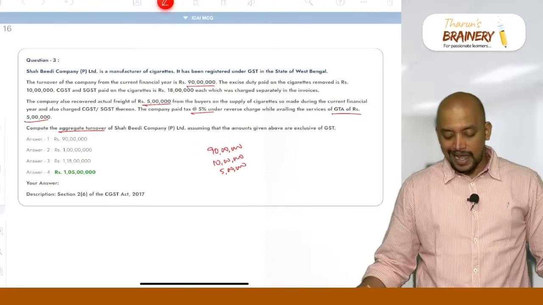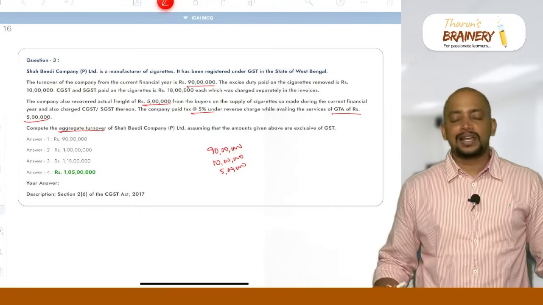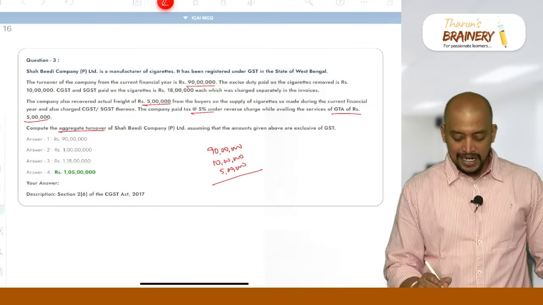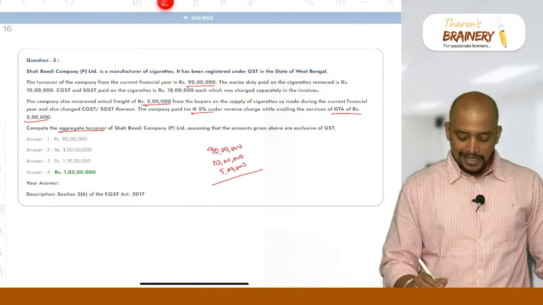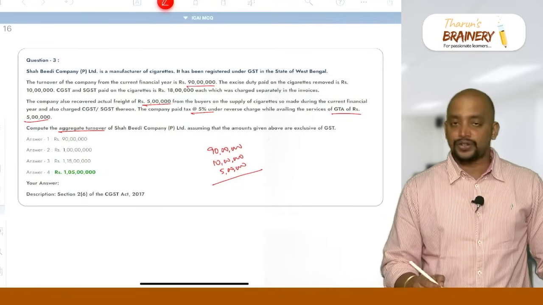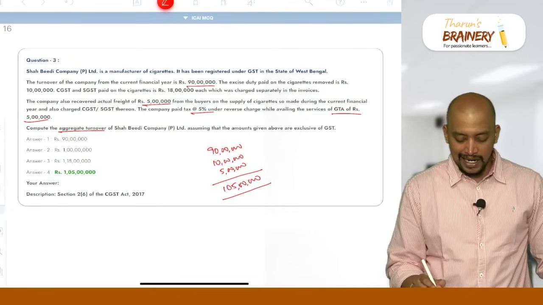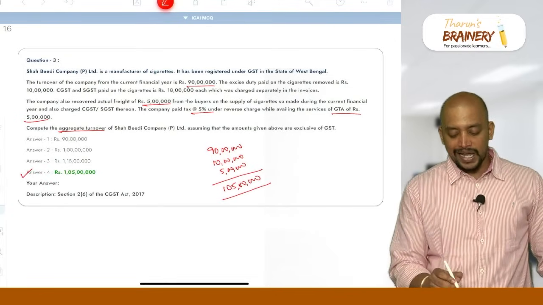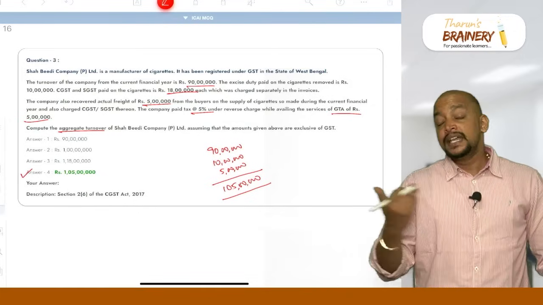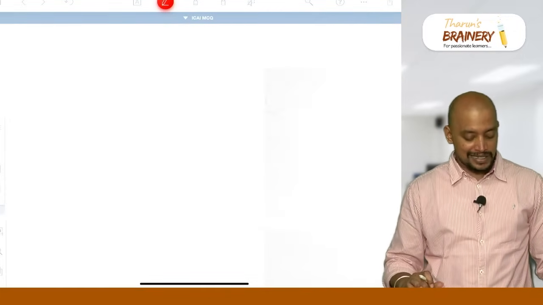And the company paid tax at 5% reverse charge while availing the service of GTA. So GST paid on inward supplies under RCM will not come. So 90 plus 10 plus 5: 90 lakhs regular turnover, 10 lakhs excise duty, 5 lakhs actual freight. So 105 lakhs will be taken as the aggregate turnover. And again I am telling you why 18 lakhs should not be taken: CGST, SGST should not come in aggregate turnover. Inward supplies also will not come in aggregate turnover even though you are required to pay GST under RCM.